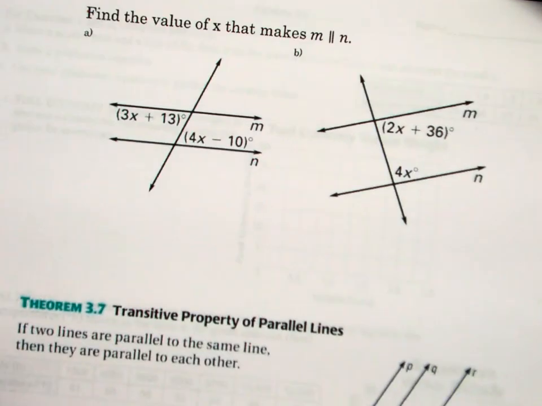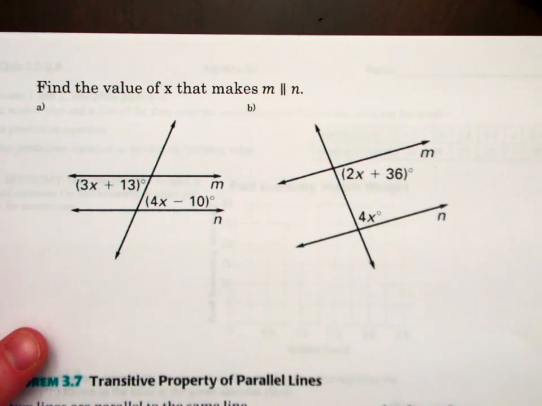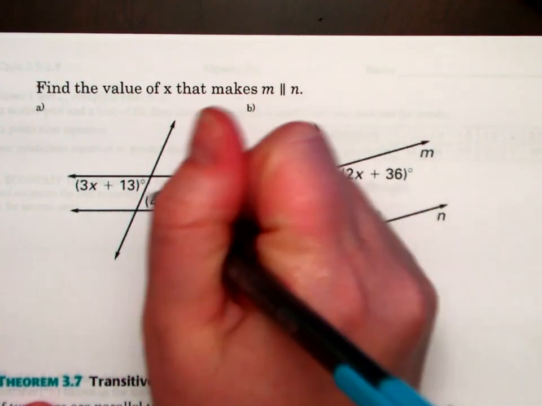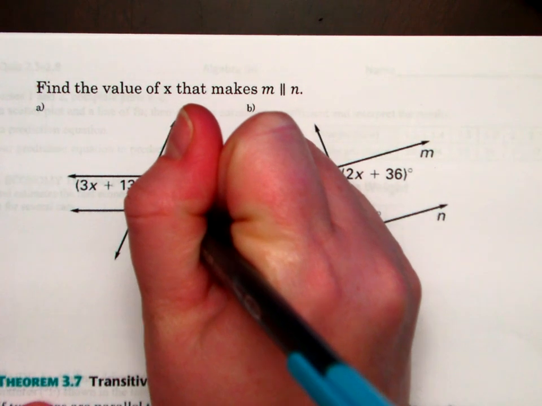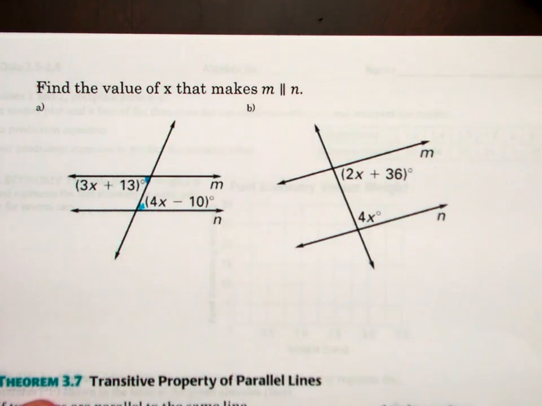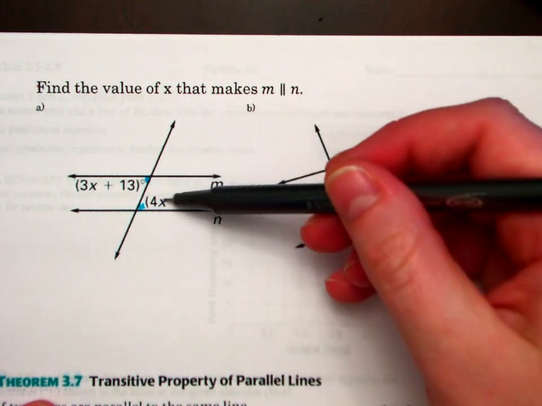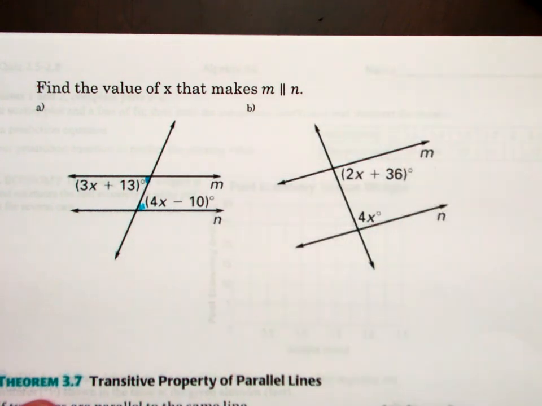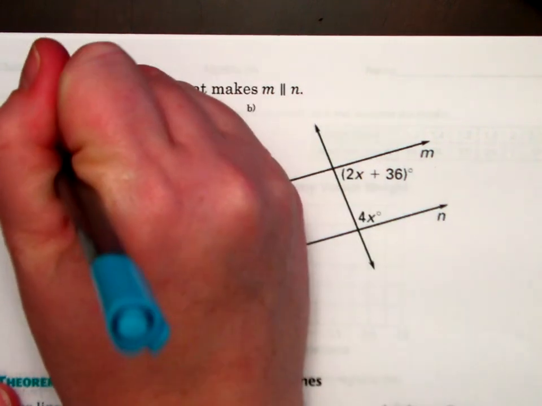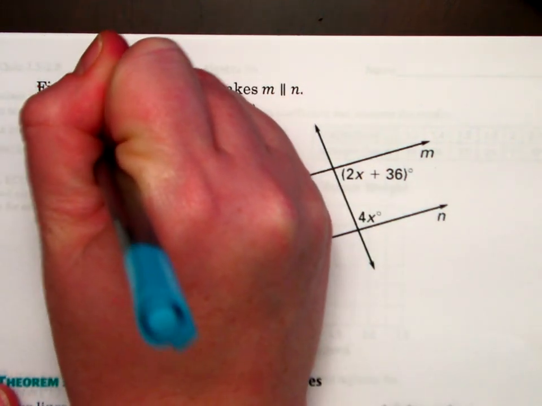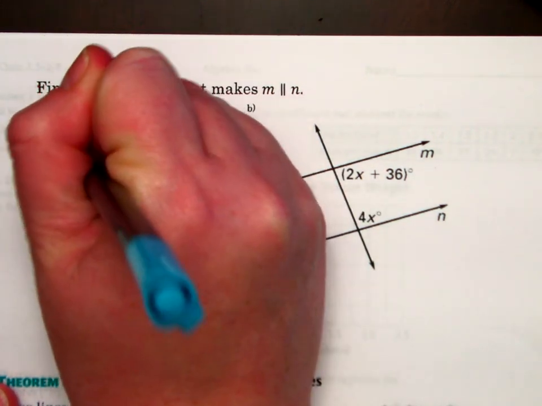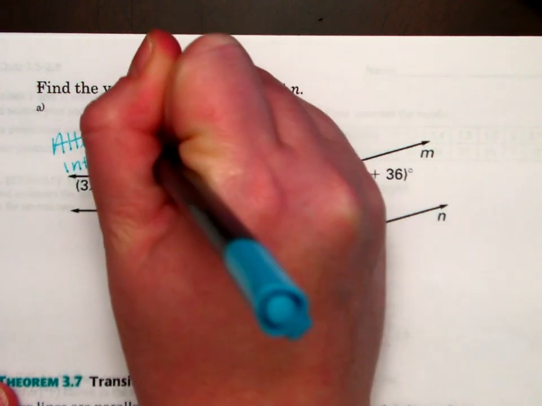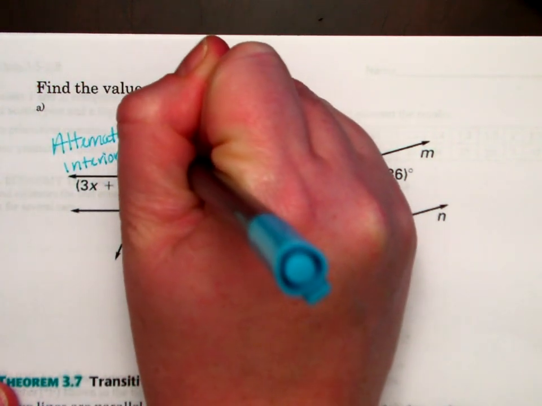Second page, we have find the values of x that makes the lines parallel. So we are going to take these two angles here, this one and this one. We're going to set them equal. If we prove them to be equal, we find the value of x to satisfy the alternate interior angles being congruent, therefore making the lines parallel by the alternate interior angles converse.